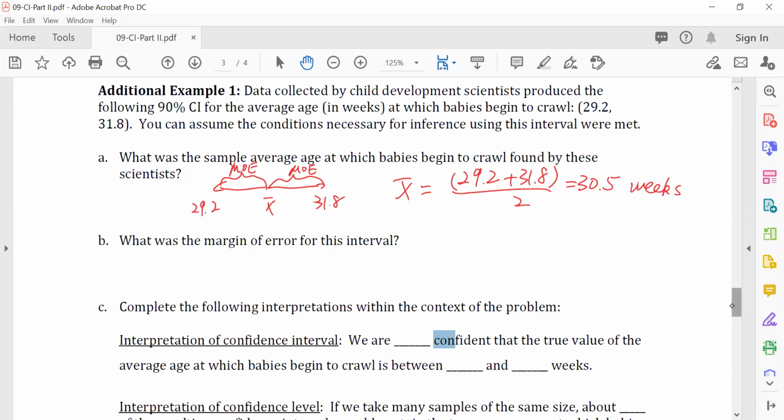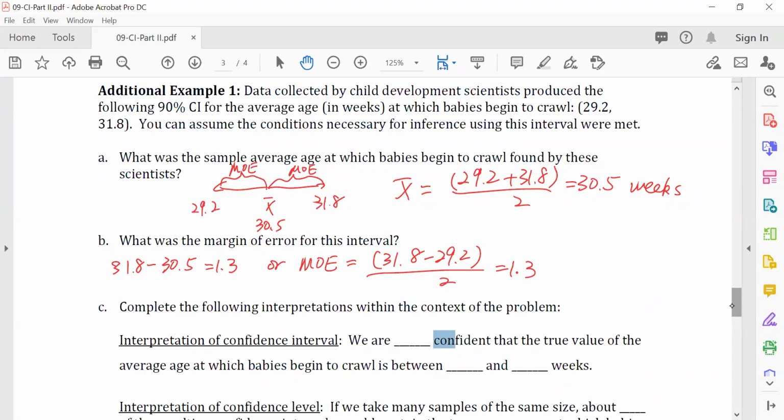Then what is the margin of error for this interval? 1.3, I think. Yes. So here, this X bar is 30.5, which we just calculated. So the margin of error is the difference between the 30.5 and 31.8, right? You could also calculate it as the upper bound minus the lower bound divided by 2, which is 1.3.